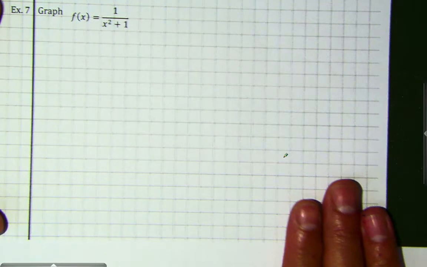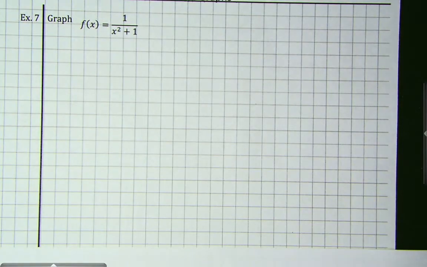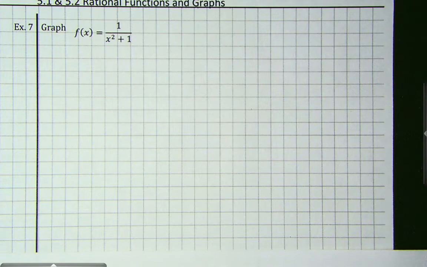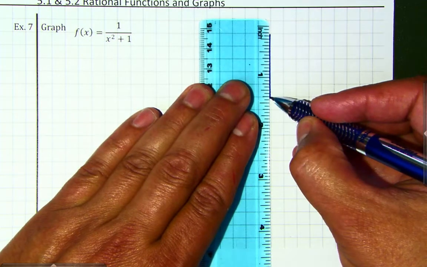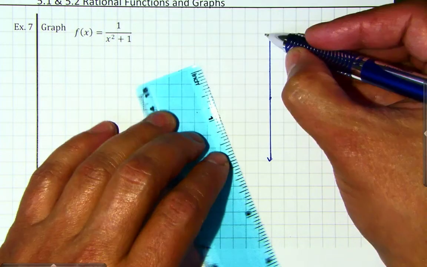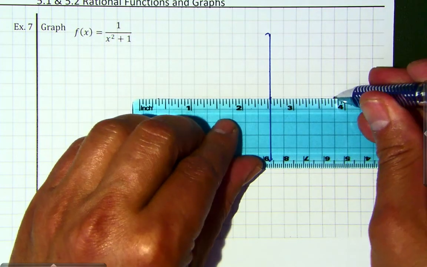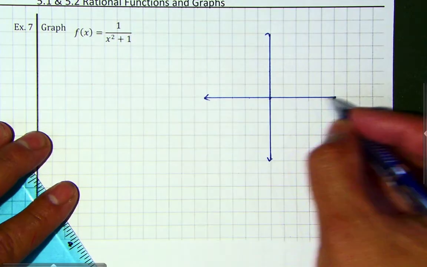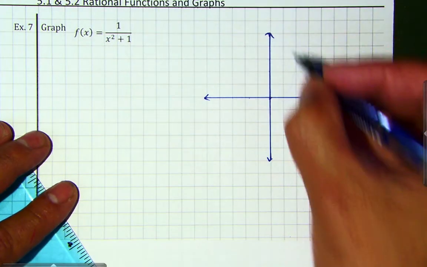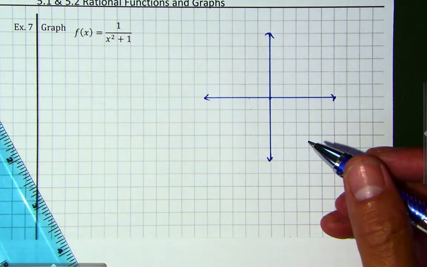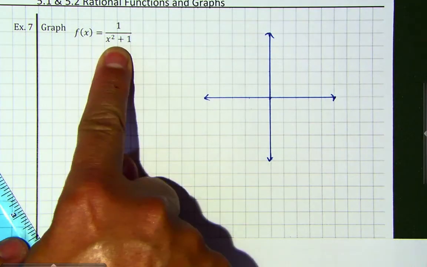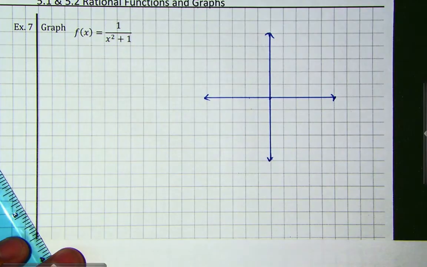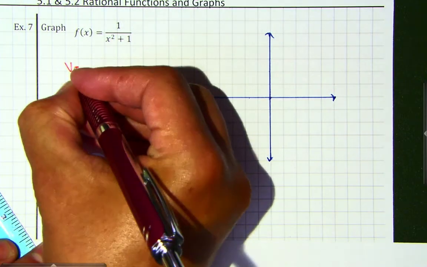Example number 7. Go and copy it down, pause it, and let's make a 5x5 graph. So pause it if you need more time. So first, what should I do first? See if we can simplify. Can I factor the denominator? No. So therefore, I'm going to find my vertical asymptotes first.